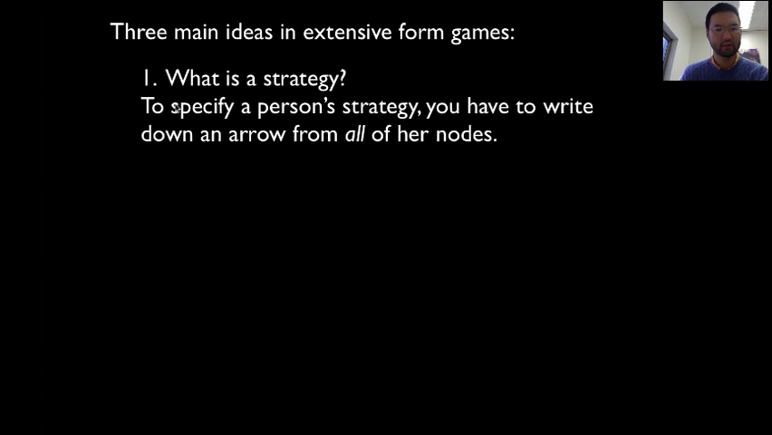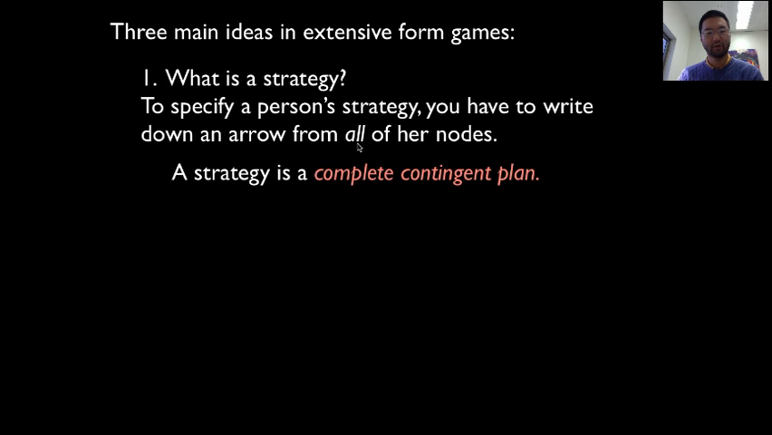Okay, so we've been doing extensive form games, that is, games in which people move in sequence, and there are three main ideas. One is, what is a strategy? To specify a person's strategy, you have to write down an arrow from all of her nodes. That is, a person might have several nodes, and you have to write down an arrow in each one of them, all of them, including those which are not necessarily reached. In other words, a strategy is a complete contingent plan. It's a plan which will specify what you do in all contingencies. So I'll illustrate this in an example coming up.